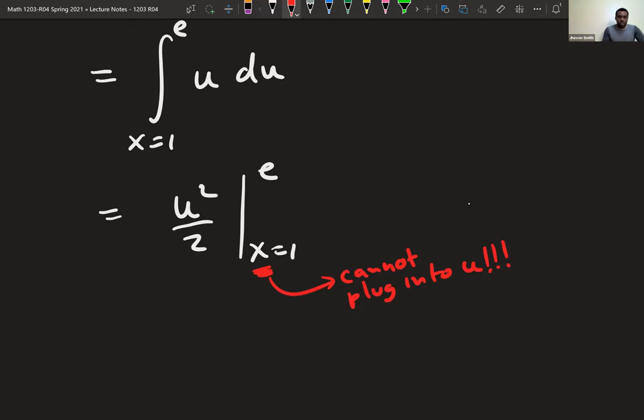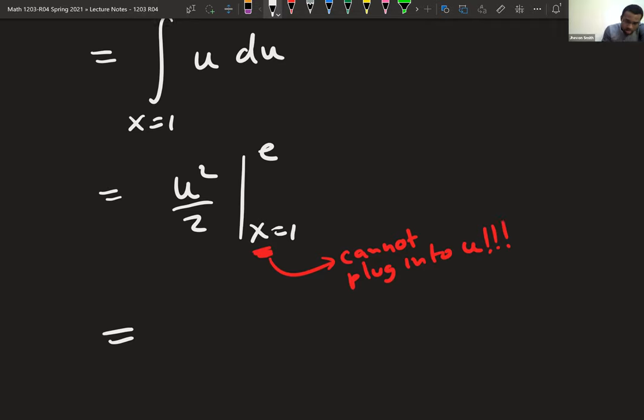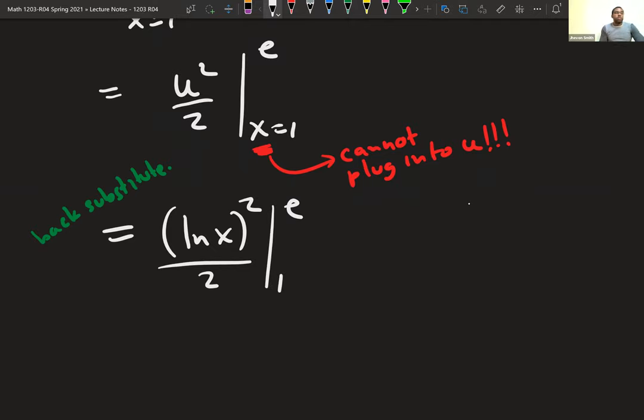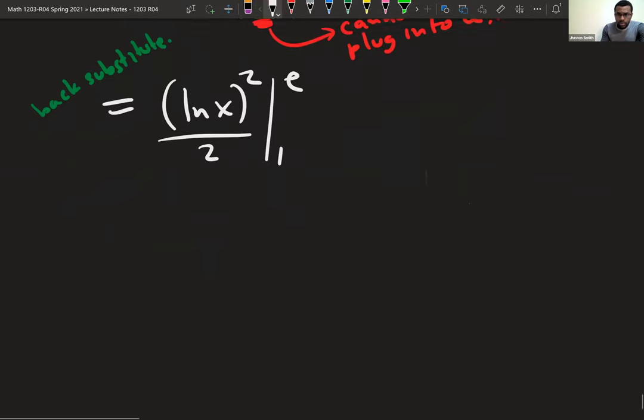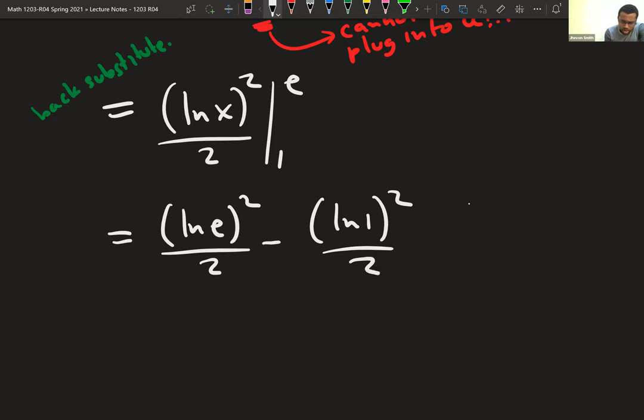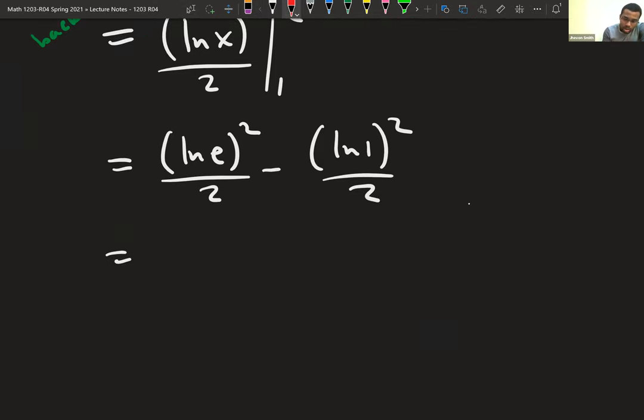What I do first is back substitute. So u was ln of x. Now I can plug these guys in. So this is going to be ln of e squared over 2 minus ln of 1 squared over 2. Now, of course, log of 1 is 0. Ln of e is 1. So this just becomes 1/2.